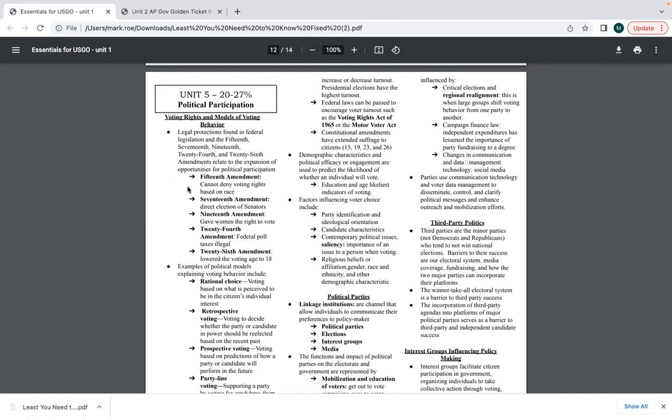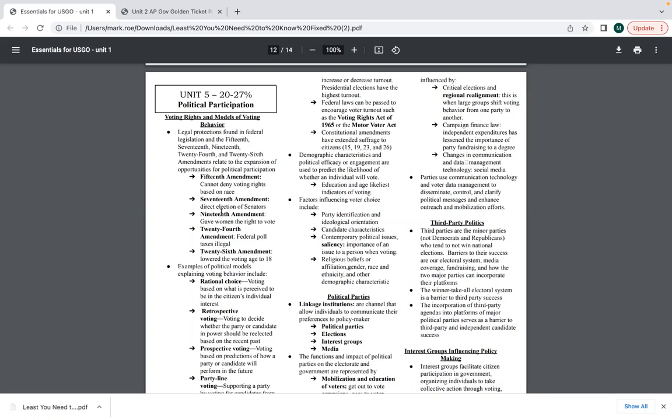Again, 15th Amendment deals with the voting rights for African Americans. It's a Reconstruction Amendment. 17th Amendment deals with the election of U.S. senators. Prior to the ratification of the 17th Amendment, U.S. senators were appointed by state legislatures. With the ratification of the 17th Amendment, U.S. senators are now elected via a popular vote, just like the House of Representatives.